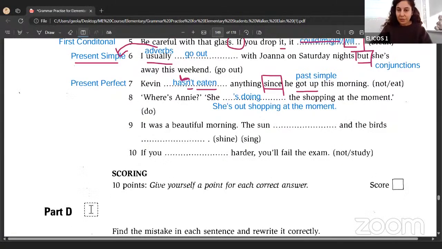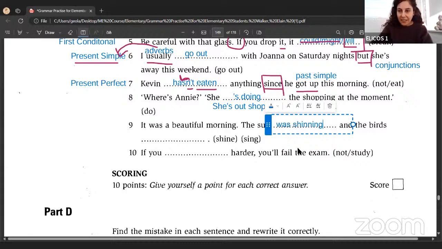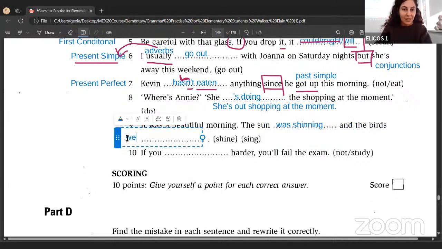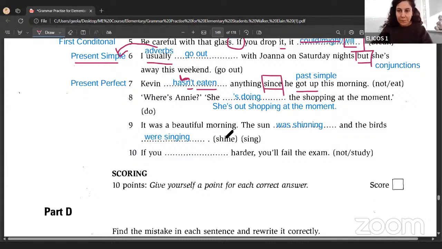It was a beautiful morning. The sun, so I can see it's in the park. The sun was shining and the birds were singing. Yep. So we could see two actions happening together. We've added and, that's a conjunction to allow us to talk about two actions happening. So the sun was shining and the birds were singing.